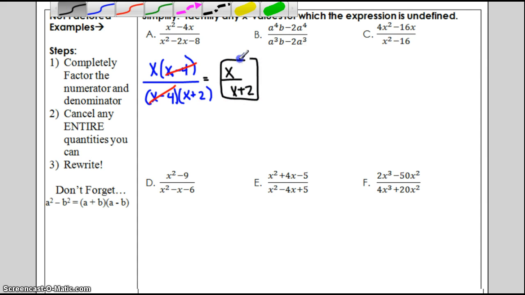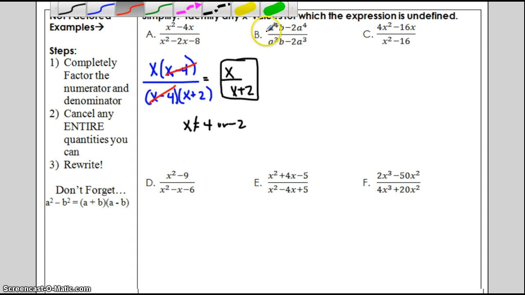And then we also want to figure out what would make this undefined. So if we go back to our original, then we look at what x cannot equal, and this was negative 4, so it couldn't be equal to 4 or negative 2. Okay. All right, so on the next one, that's going to be a greatest common factor.